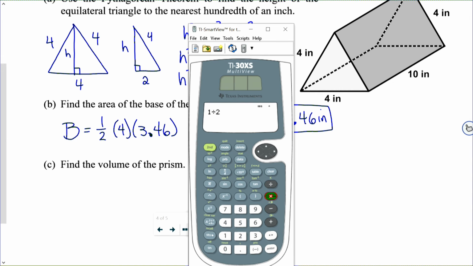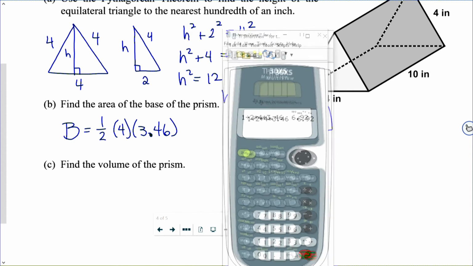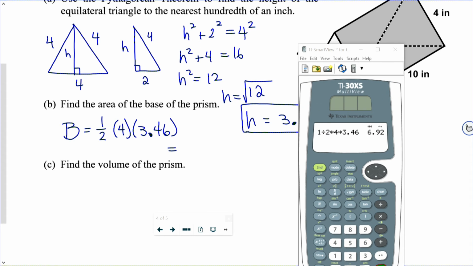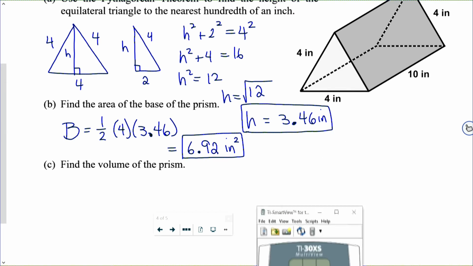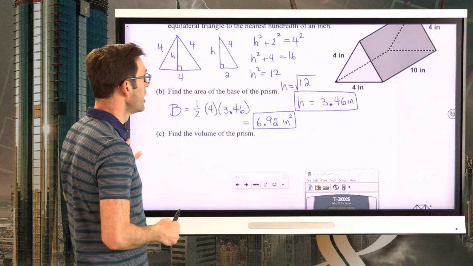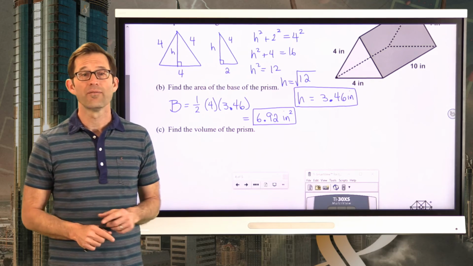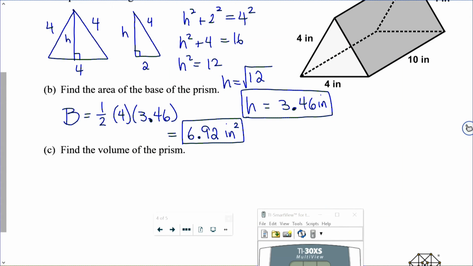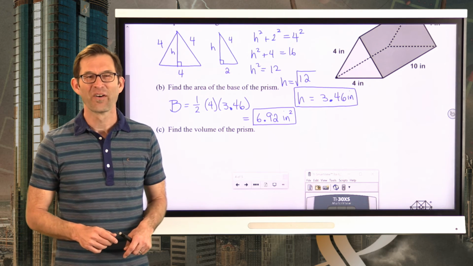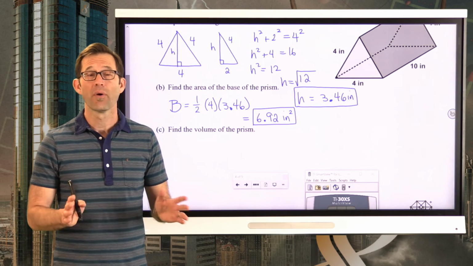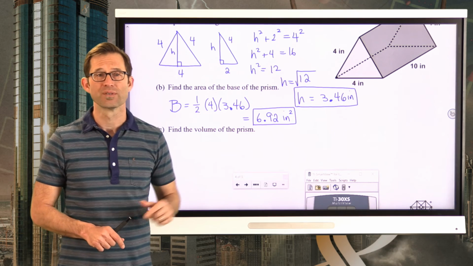1/2 times 4 times 3.46 gives me an area of 6.92 square inches. All right, great. And we're almost there. Now we can find the volume. Letter C. Find the volume of the prism. All right, you could probably almost do this one in your head. Pause the video now and come up with the volume of that prism.